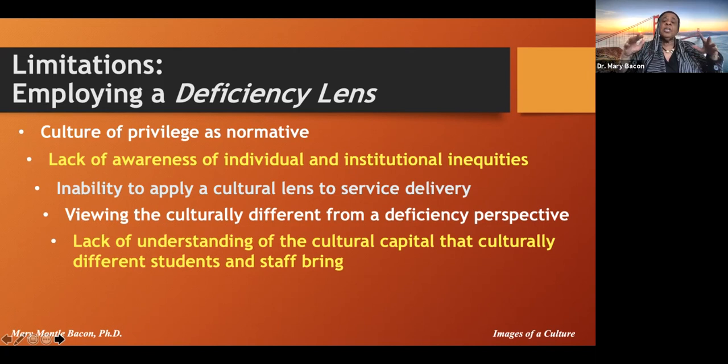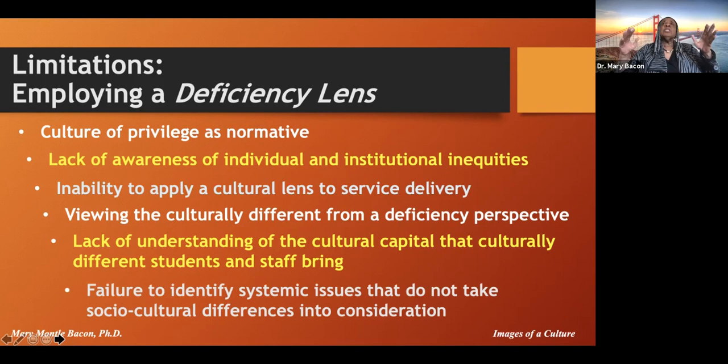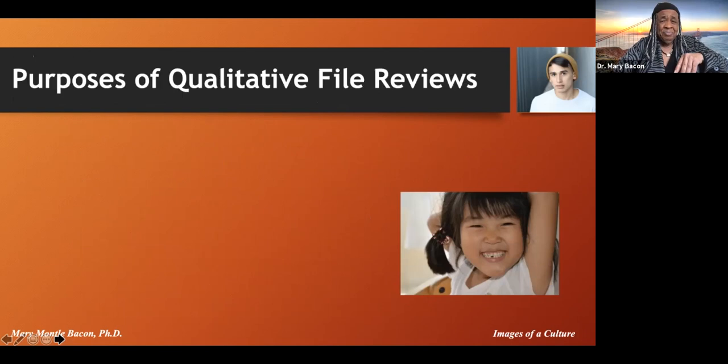We don't focus on the cultural capital that those students who are culturally different bring, or that the staff brings, and rather focus on how it is that they deviate from this mythical norm that we have set up. And what that does is it talks about seeing the students from this deficiency model, and it prevents us from being able to identify some of the systemic issues that don't take their sociocultural differences, their sociocultural strengths into consideration.